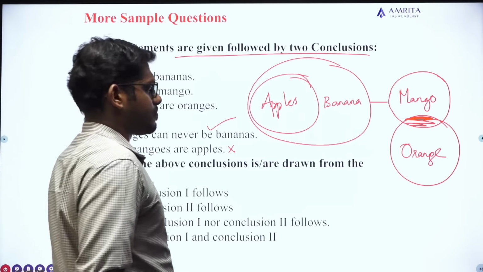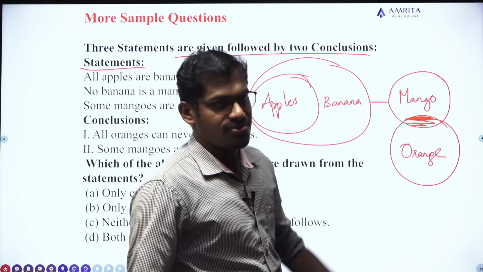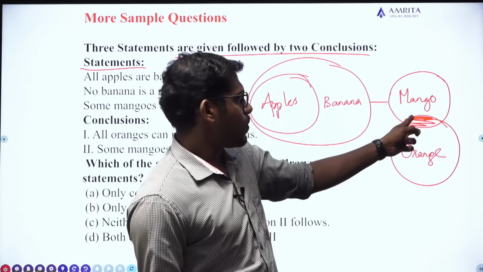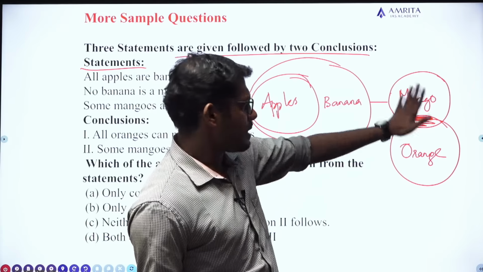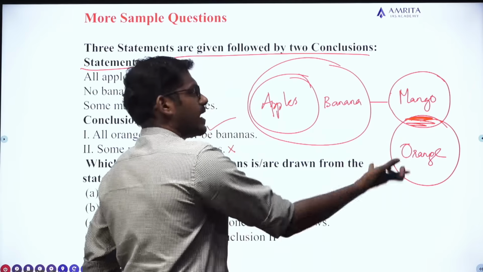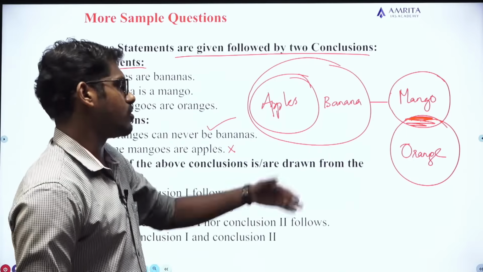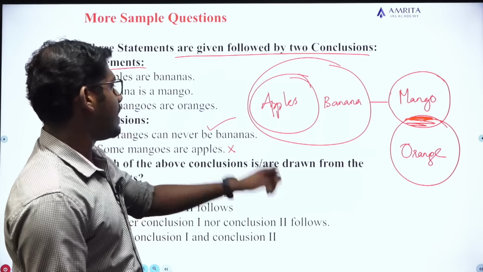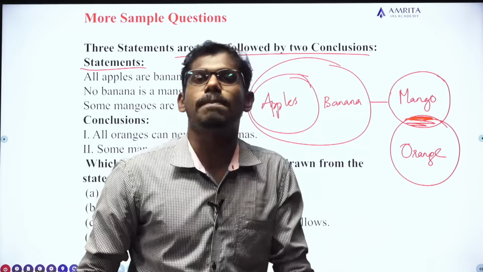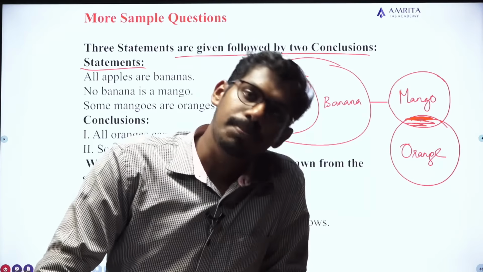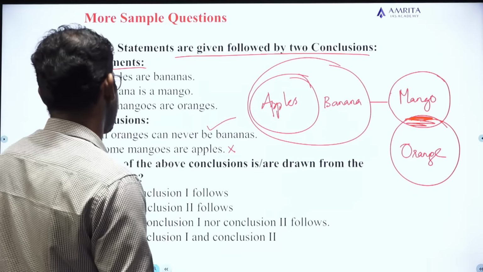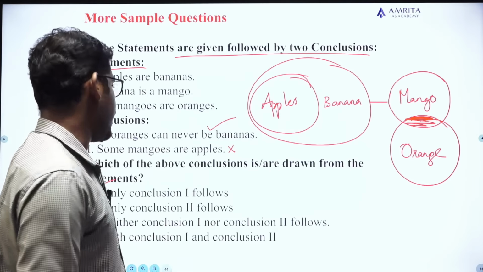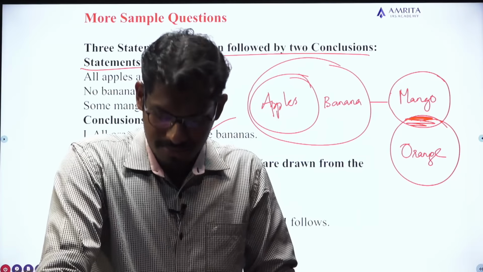Let me repeat once again. This is part of the mango as well as orange. That is, some mangoes are orange and no mango is banana. Clear? This portion is common to mango and orange, which means some mangoes are orange. Then how can we say that all oranges can be banana? Some oranges can be banana. It's a possibility, but all oranges can never be bananas. It is correct. First conclusion is correct. Second conclusion is wrong. So the answer for this question is option A. Only conclusion one follows. Clear? Okay.